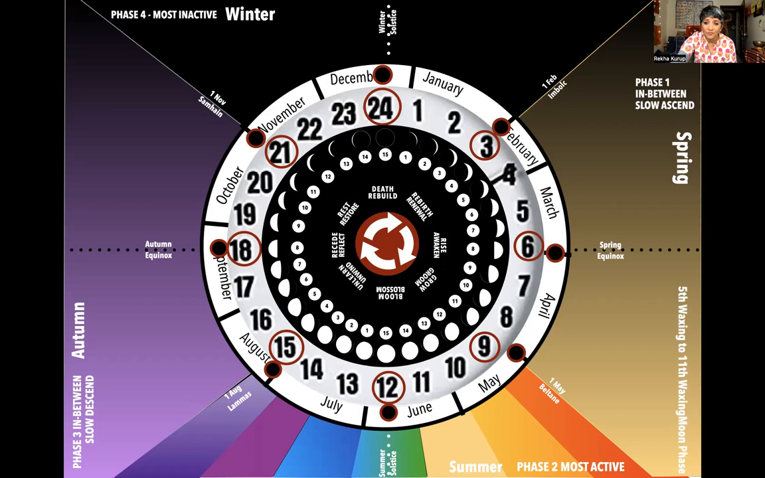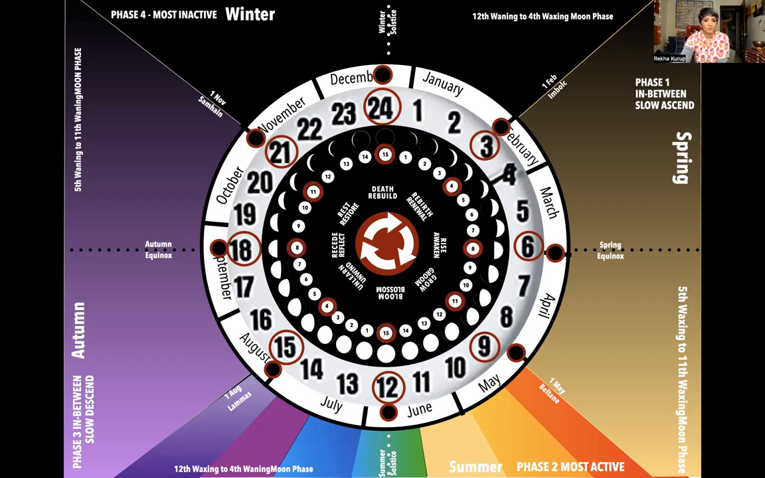And then we have the 4 phases of the moon: 5th waxing to 11th waxing, then 11th waxing to 4th waning, then 5th waning to 11th waning, and then 11th waning to 4th waxing moon phase. And then we have the metamorphic pit stops of the moon. You can look at that: the full moon, the dark moon, the 4th waxing, 4th waning, 8th waxing, 8th waning, 11th waxing, 11th waning. Yeah, so here we have that.